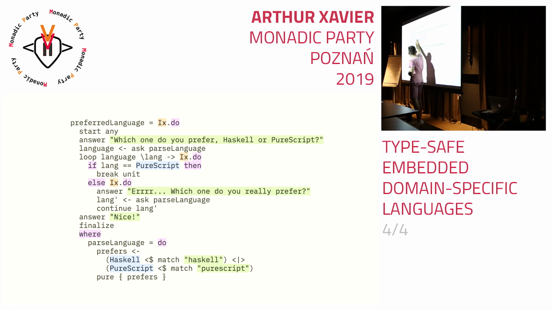And then we're looping. Given that we have this answer, we're looping this function here. If the language is PureScript, we break the loop and answer nice and finalize. If the answer is Haskell, we say, which one do you really prefer? And we ask them again for that, and we continue. And we finally answer nice and finalize.